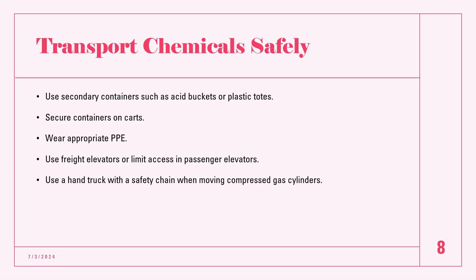Transport the chemicals from one place to another in a safe manner. For this, use secondary containers such as acid buckets or plastic totes. Secure containers on carts. Then wear appropriate PPEs. Use freight elevators or limit access in passenger elevators. Use a hand truck with a safety chain while moving compressed gas cylinders so that they are not knocked over.